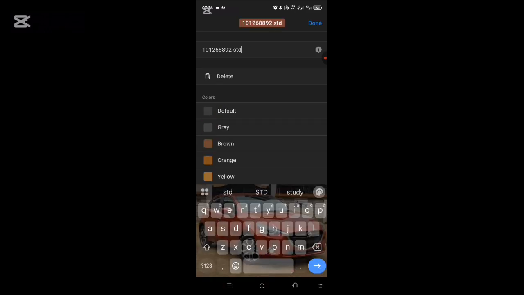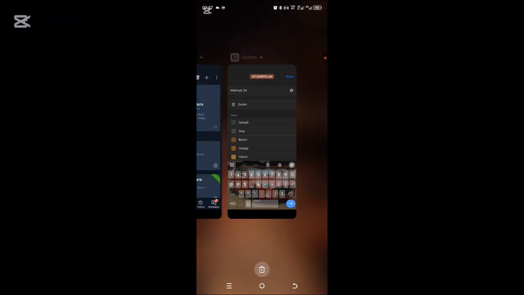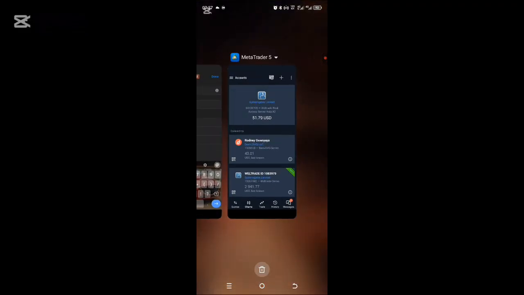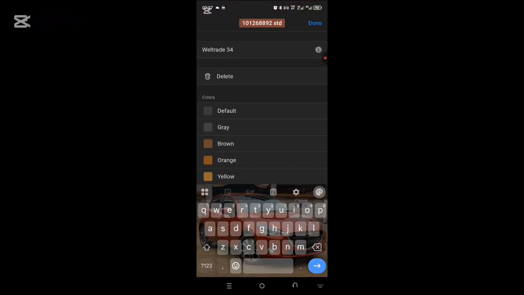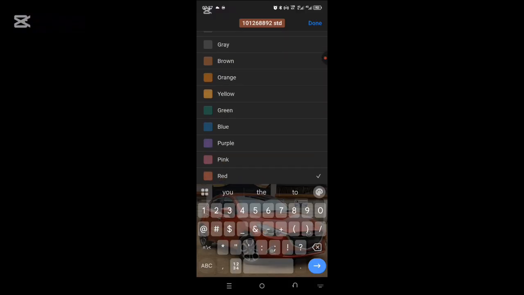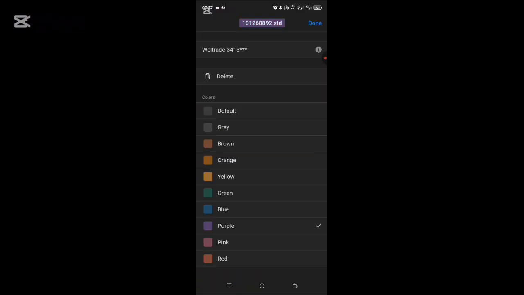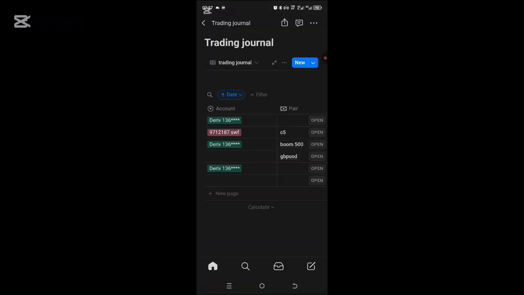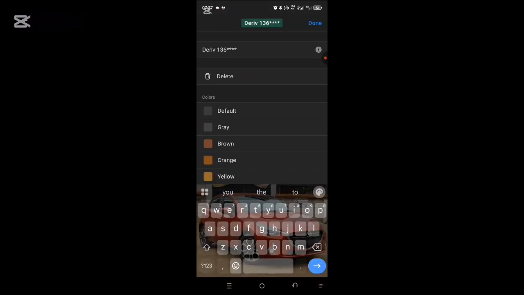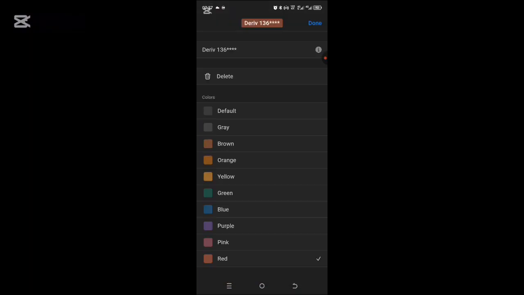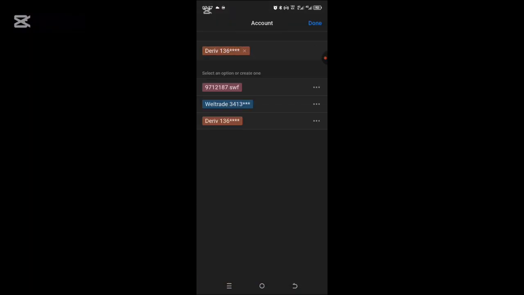And on Weltrade, I say Weltrade and just another number, like the first number, so that I just know that this is one account, and this is that account, right? Over here, 3 4, it doesn't matter as long as I know what I'm saying. If we put a color code, that's how I'll be recording my trades. So yeah, we just click done.